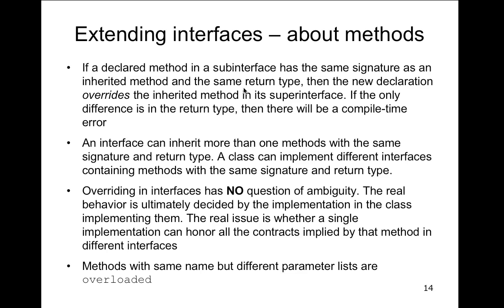All right, so extending interfaces. What about the methods? Well, you can override. Overriding an interface has no question of ambiguity. The real behavior is ultimately decided by the implementation of the class. So it's not like an abstract class. It's like a template. I hate to use that word, though.